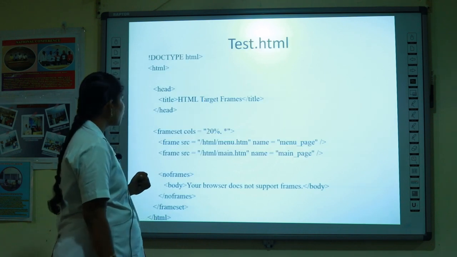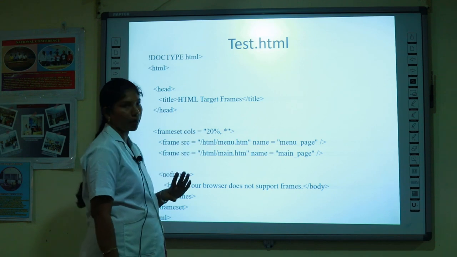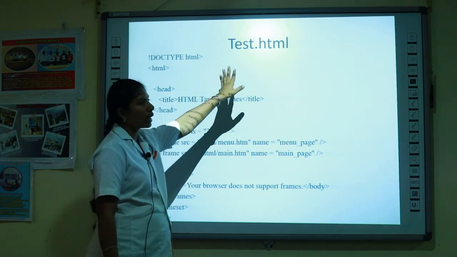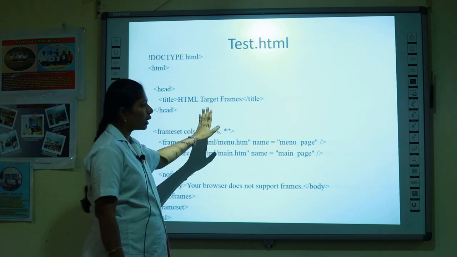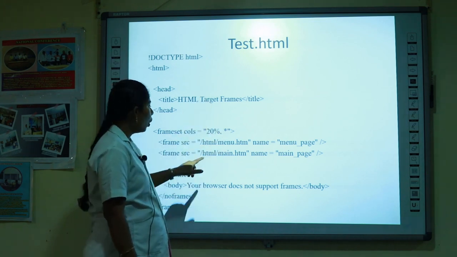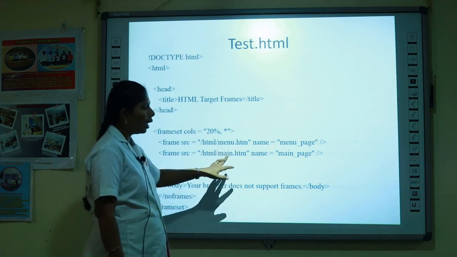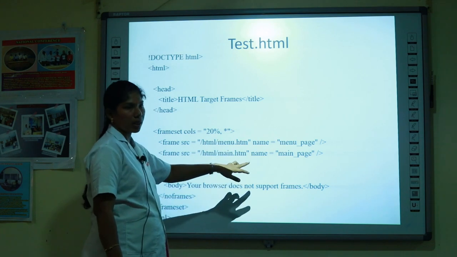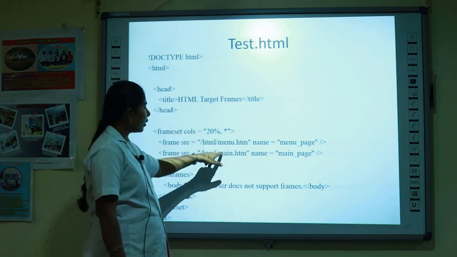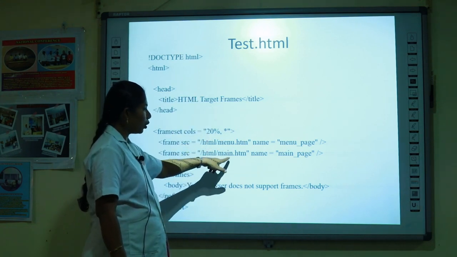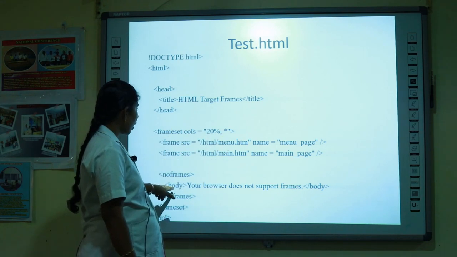Next, here is an example. Here I have 3 HTML documents. The first one is test.html. This is the main HTML page I have used for dividing the window into 2 sections, that is, the first page will be menu.html and the second will be main.html. The test.html will be the main page. I am dividing this page into 2 windows, menu and main. These are all the tags we have already discussed, right.